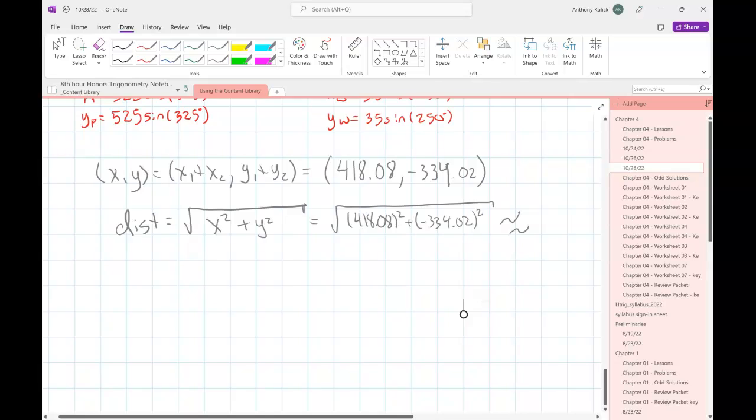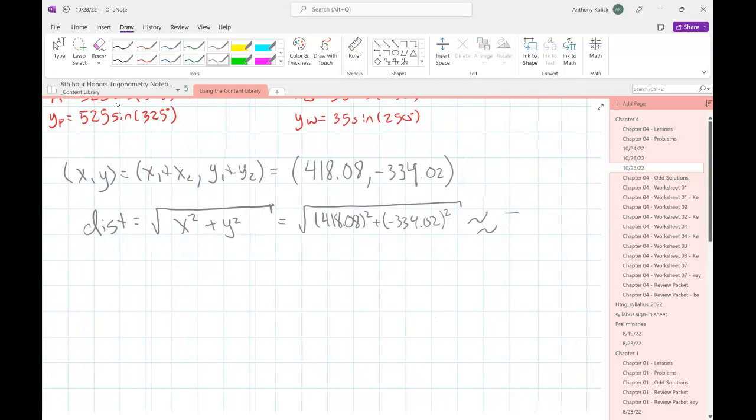$535.13. And again, these speeds were in miles per hour, so this speed will be in miles per hour. Just like we did before. Exact same process.